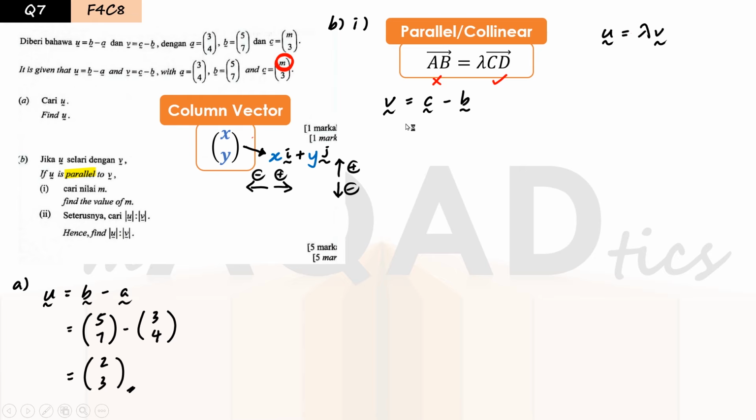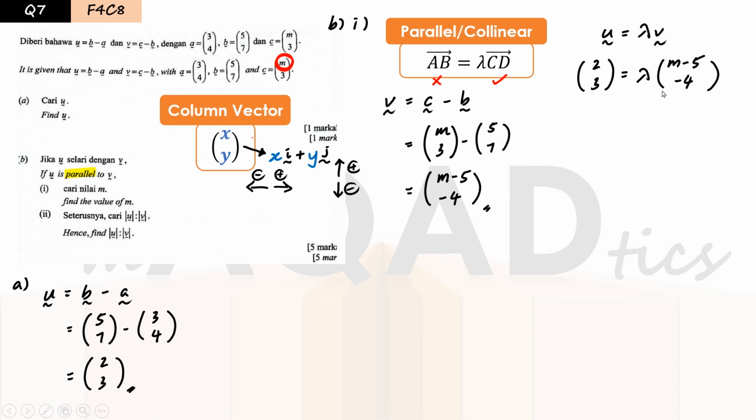To find vector V, we find the difference between vector C and vector B. So we substitute the values of the two vectors inside here, find the difference, and this would be the result, m minus 5 and negative 4. Alright, and I'm going to substitute it inside this equation.